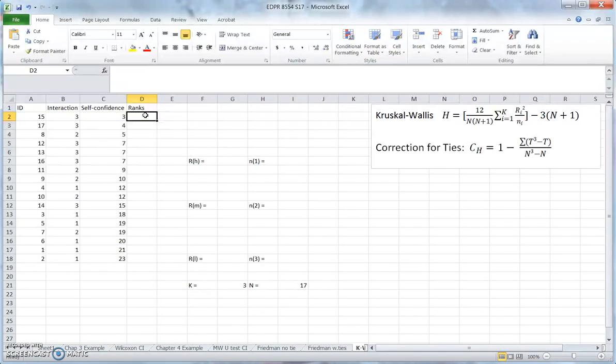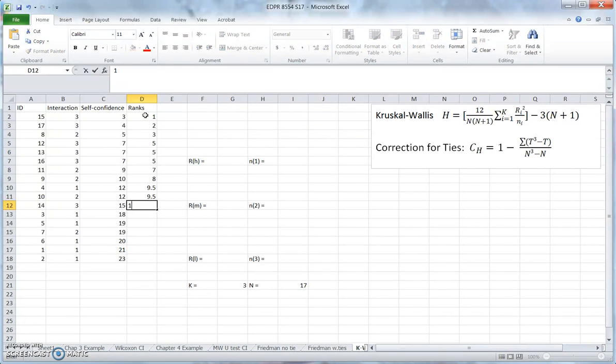So the ranking is based on all scores together. So 1, 2, 3, and I have 3 tied scores after that. That should have taken the place of 4, 5, and 6. So each of them will take 5, 5, and 5. And next one would be 7, 8. I have 2 12s. Those are tied. So they would be in the rank of 9 and 10. So I would have 9.5 and 9.5 for each.